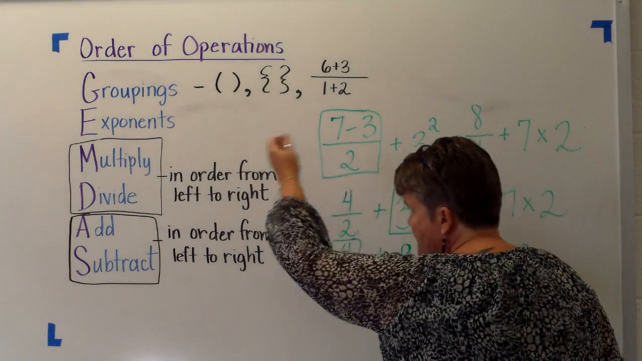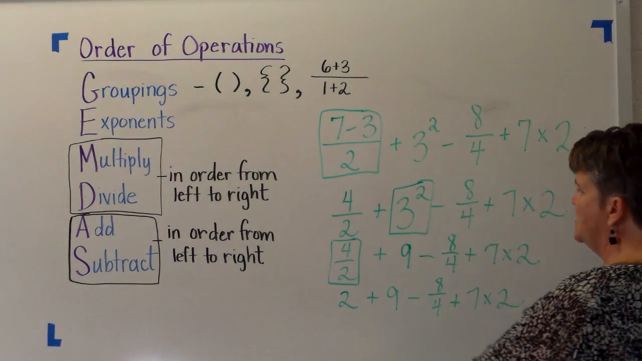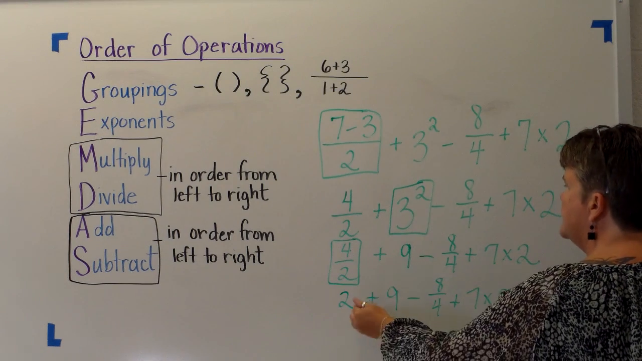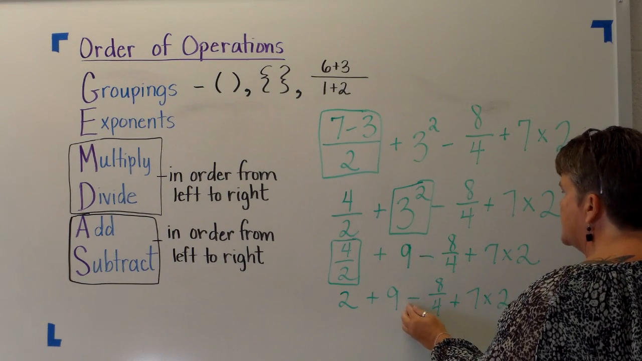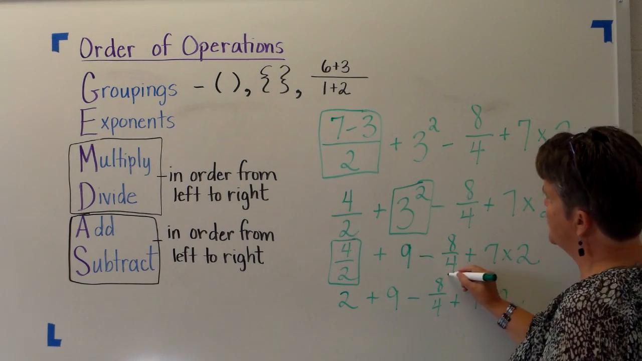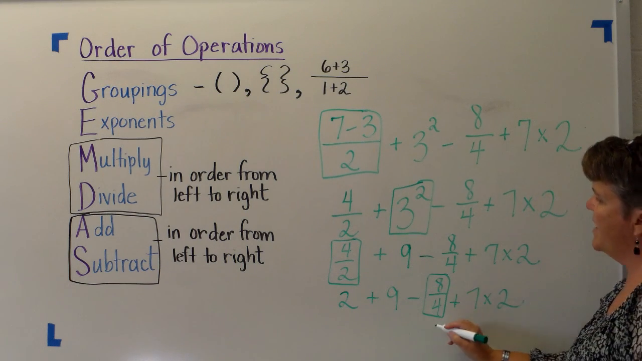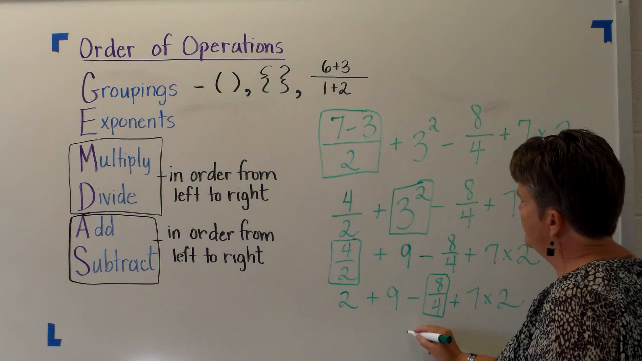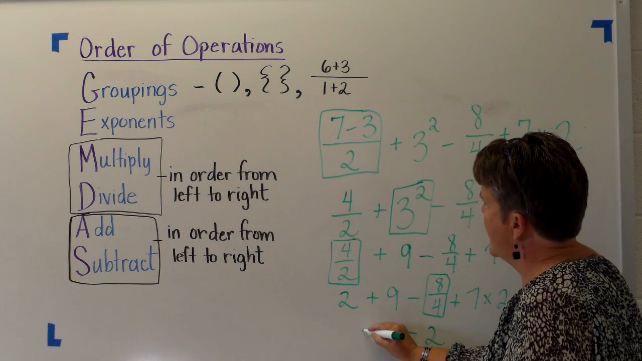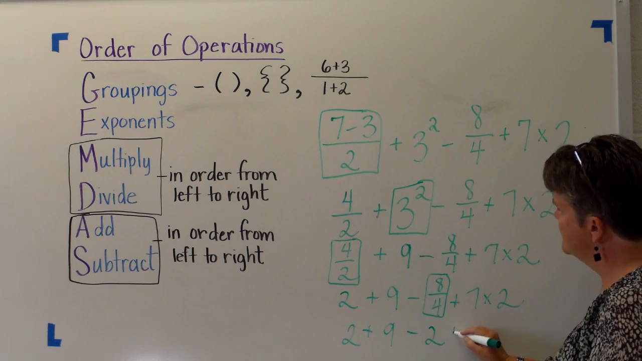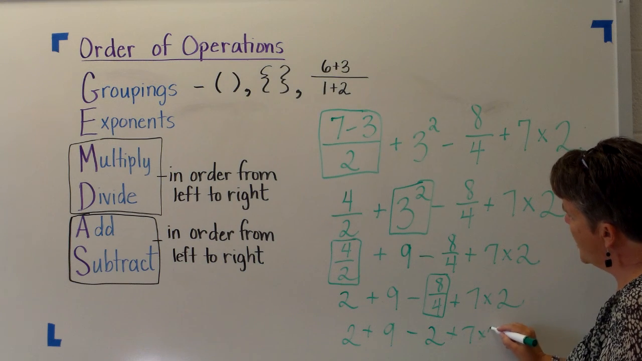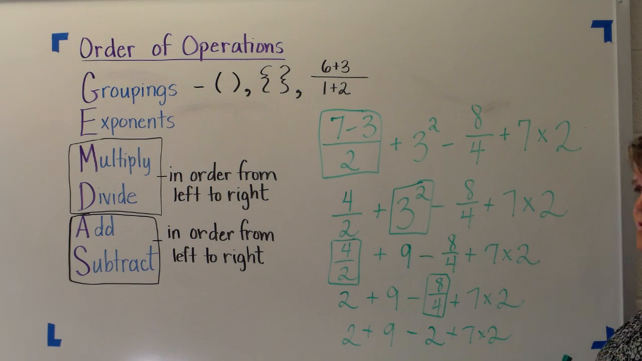Go back to multiply and divide. Continue looking left to right. Addition, subtraction, division. Next problem I do. There's a division problem. 8 divided by 4 is 2. Copy down the rest of the problem. Do not get it out of order. You have to make sure you continue to do it in order.